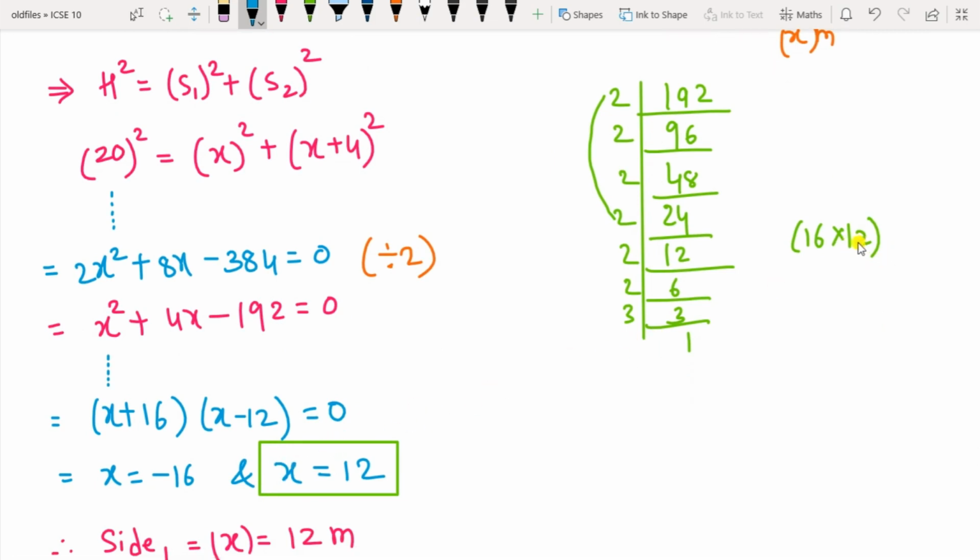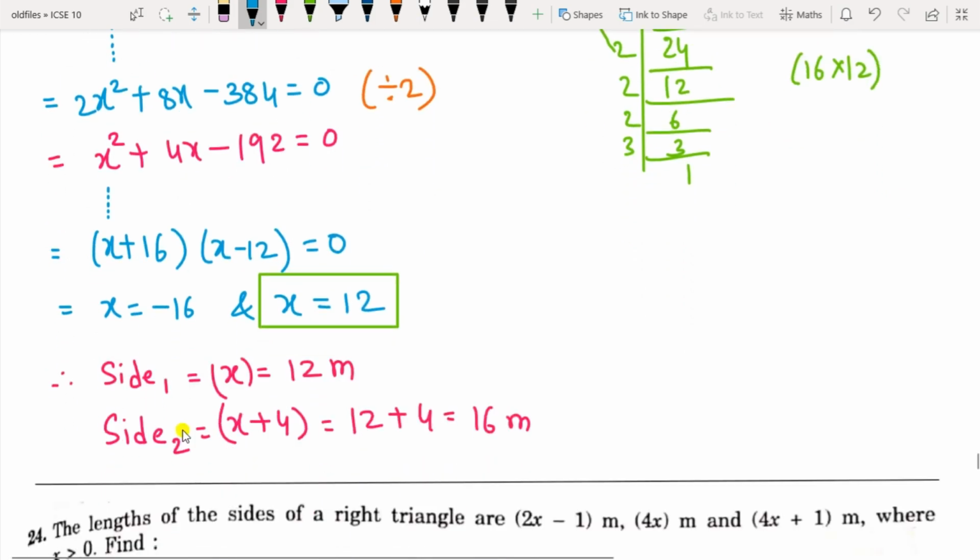So this is 16 12s are 192, and 16 minus 12 is 4 here. So value of x is minus 16 and x equal to 12. So you have to consider the positive value, x equal to 12. So that is side 1 is x, that is 12 meter, and side 2 is x plus 4, it is 16 meter.